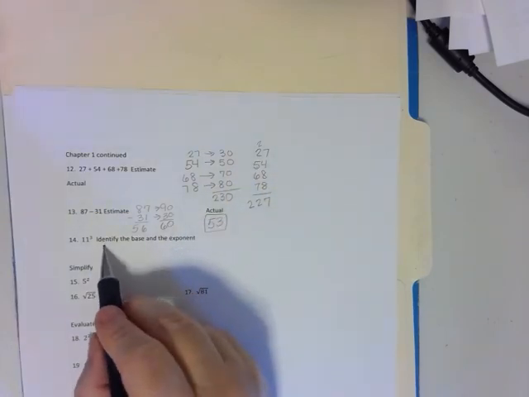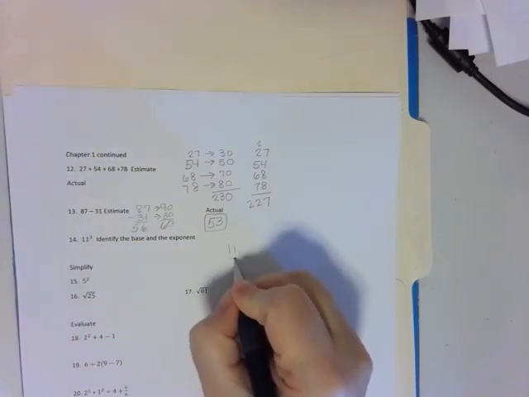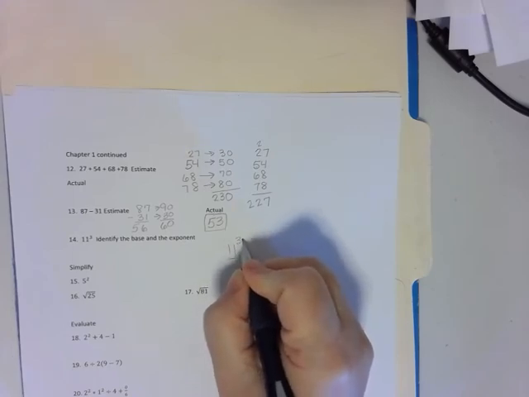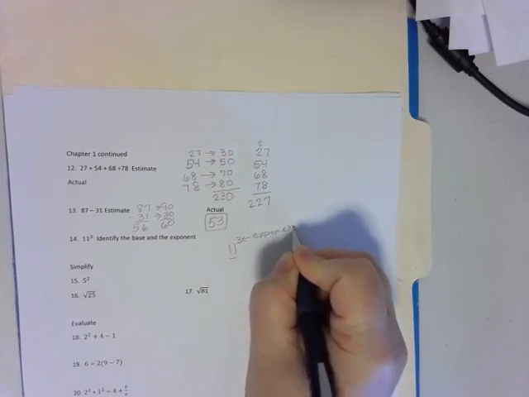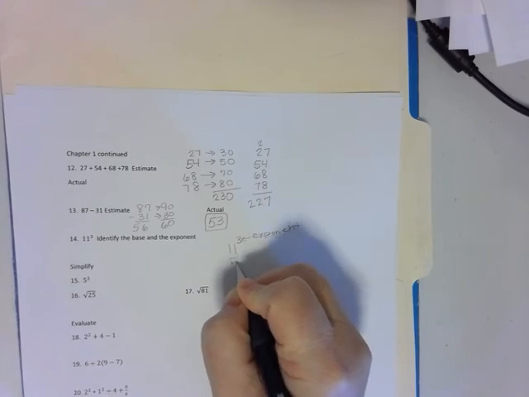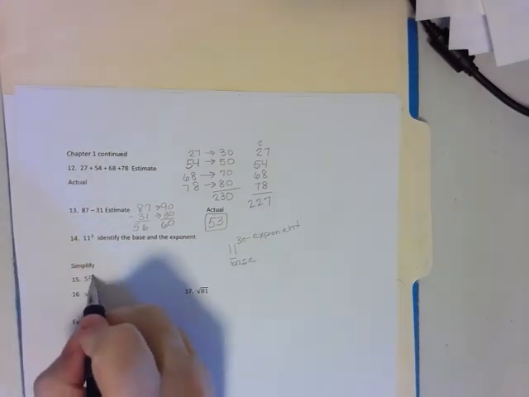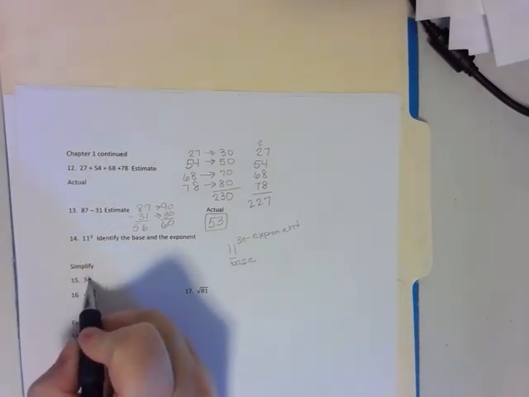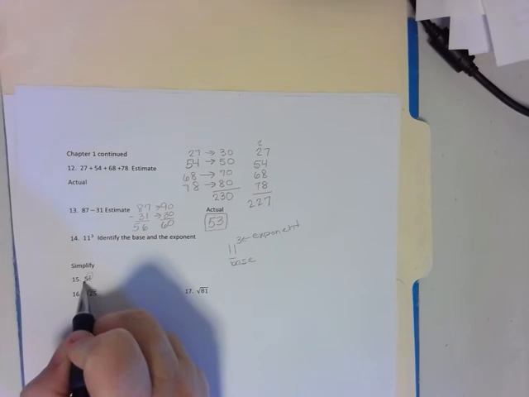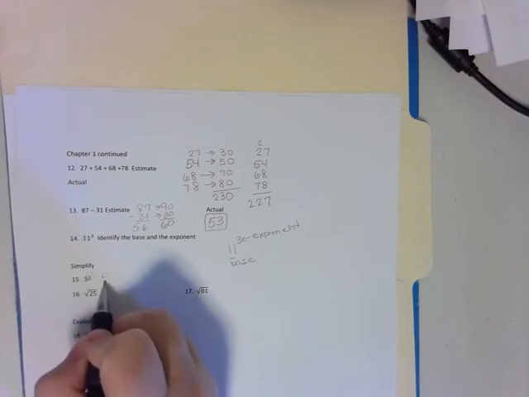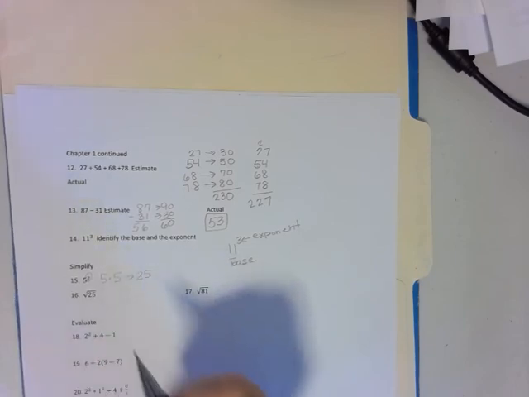Here, when we're asked to identify the base and the exponent, the 11 is the base and the 3 here is my exponent. So my exponent is telling me how many times I'm multiplying the base. So this is telling me multiply the 5 by itself 2 times. 5 times 5 is 25.